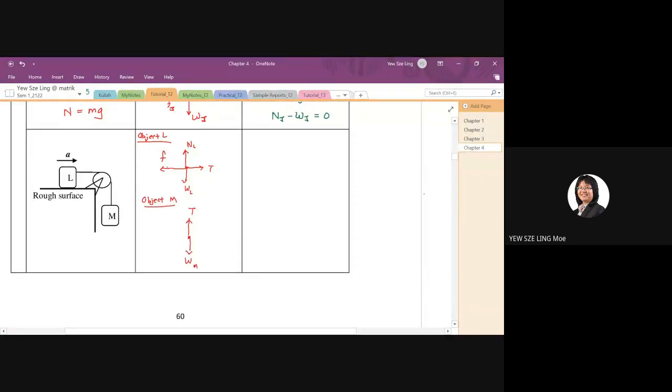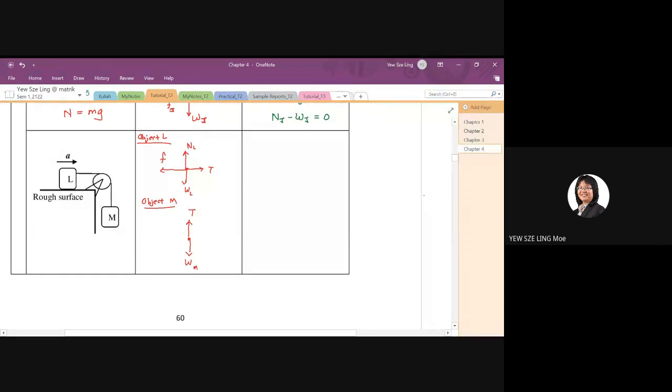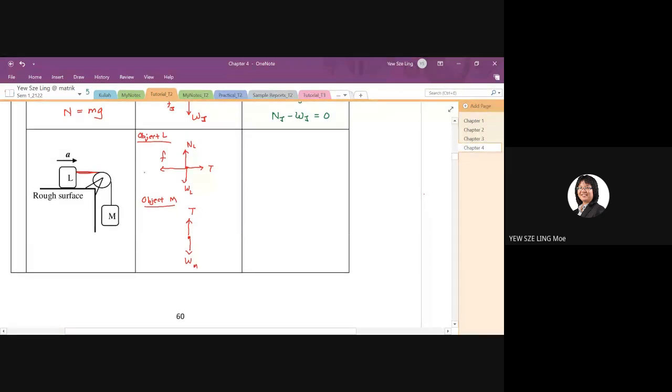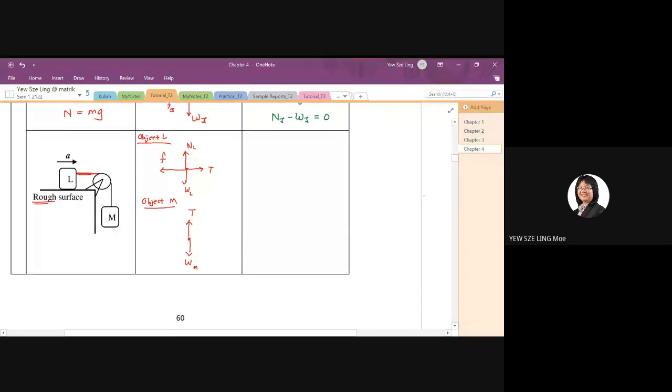So for object L, because you have a tension, so you have a string, therefore you have a T going to the right hand side. And again, the question mentioned a rough surface. So rough surface means there's a frictional force. Every object comes with a weight, so you have a W going downwards and N going up because you put it on top of a surface. It is in contact with a surface.